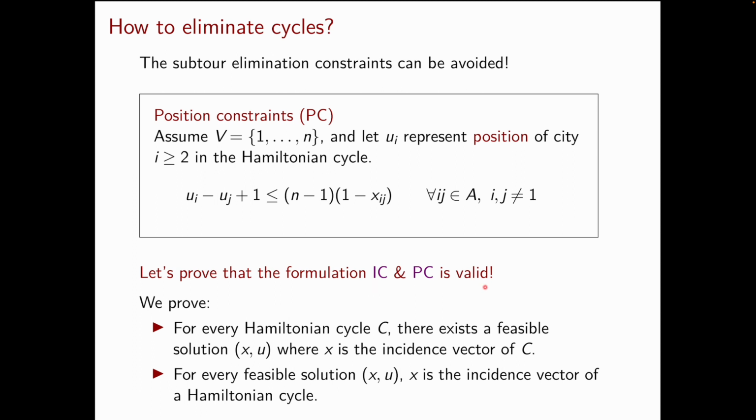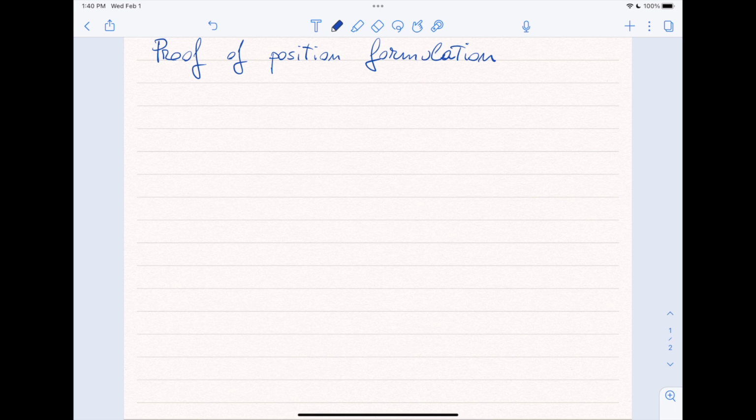Now let's use this understanding to prove that the formulation given by the initial constraints and the position constraints is indeed valid. To do so, we need to prove the following 2 statements. First, that for every Hamiltonian cycle C, there exists a feasible solution xu to our integer program, where x is the incidence vector of C. Vice versa, we need to show that for every feasible solution xu to our integer program, x is the incidence vector of a Hamiltonian cycle.